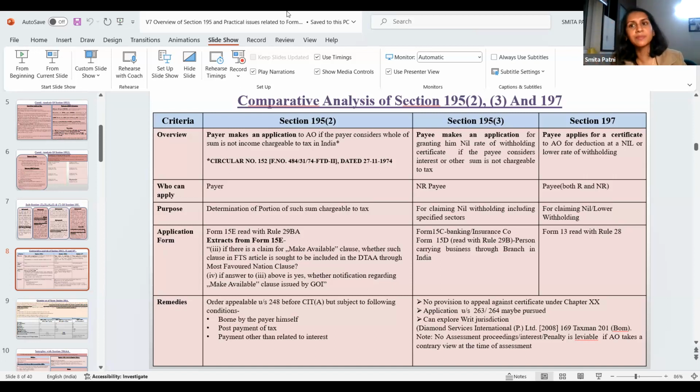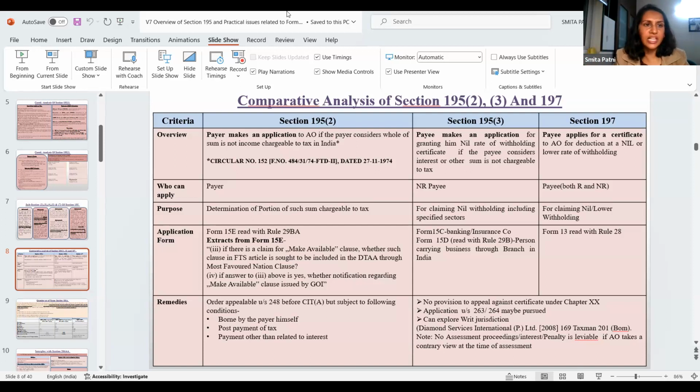So far as 195(3) and 197 are concerned, this is a certificate, so it is not appealable under 248. You can go to 263 or 264, or you may file a writ petition. So we can also explore writ jurisdiction. In the Supreme Court case of Nestle, MFN, only writ jurisdiction was applied for a lower rate. I will come to that MFN case also. The writ was filed because an appeal under 248 before the CIT could not be filed in 195(3) or 197, as it is a certificate, not an order.